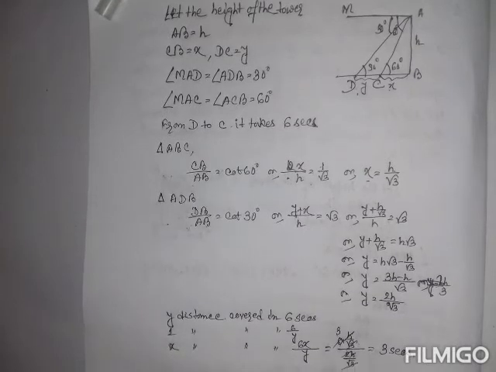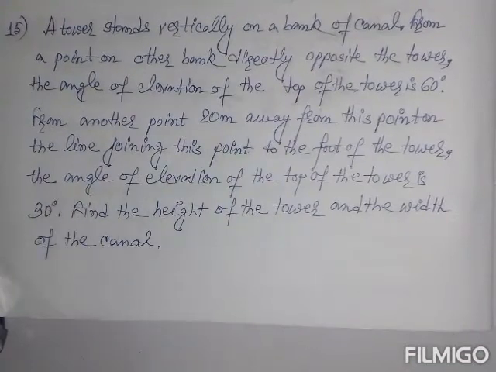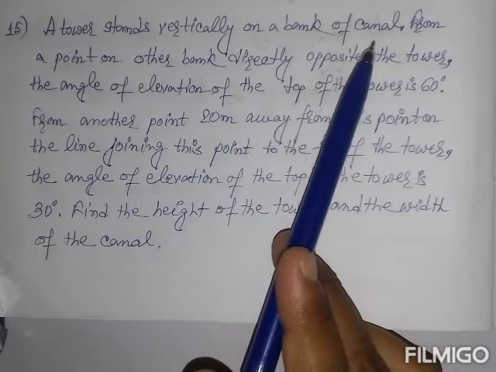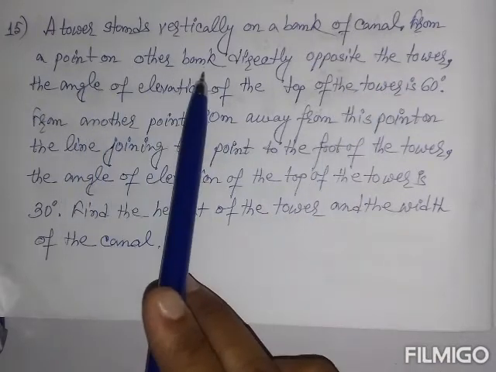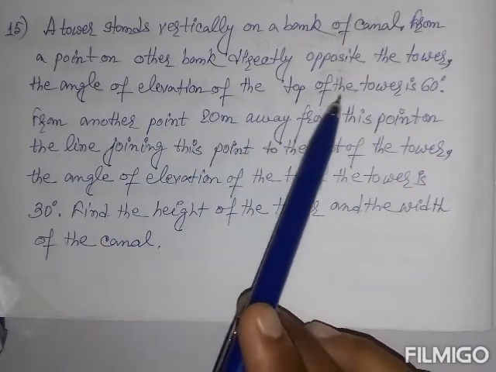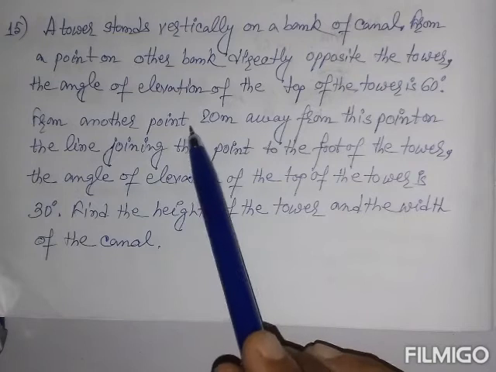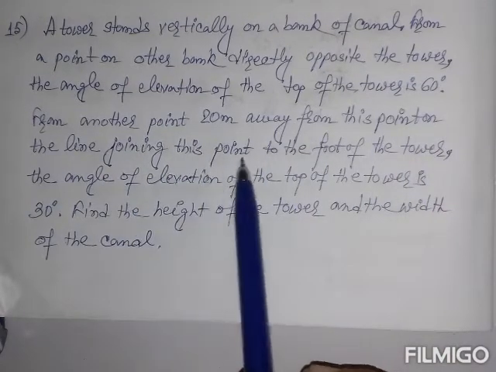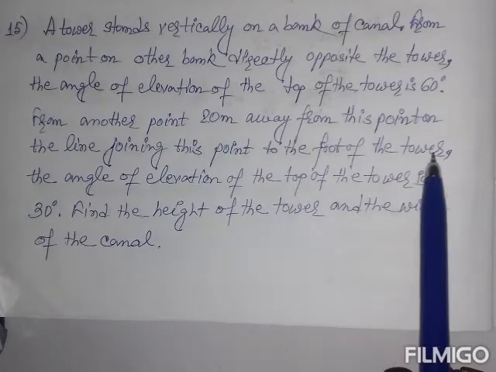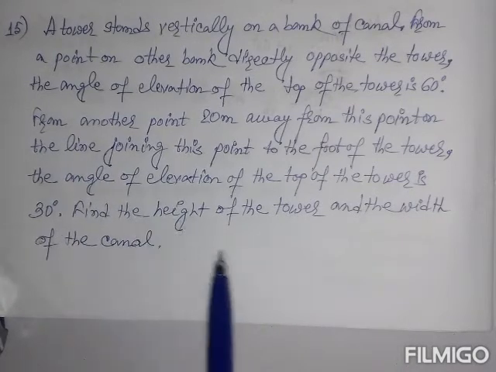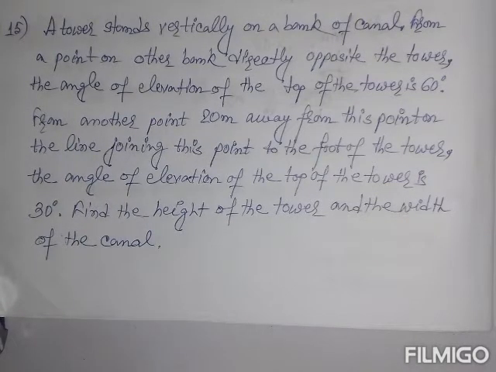Now we can proceed for the next problem. Number 15. A tower stands vertically on a bank of a canal. From a point on the other bank directly opposite the tower, the angle of elevation of the top of the tower is 60 degree. From another point 20 meters away from this point on the line joining this point to the foot of the tower, the angle of elevation of the top of the tower is 30 degree. Find the height of the tower and the width of the canal.